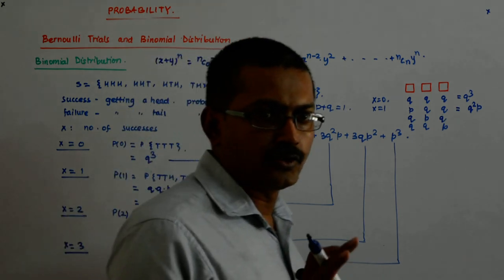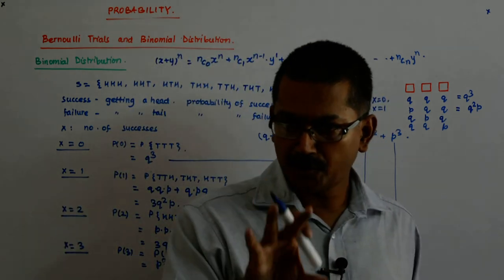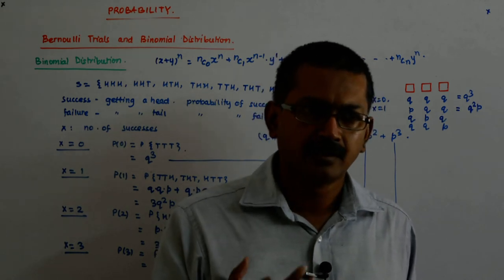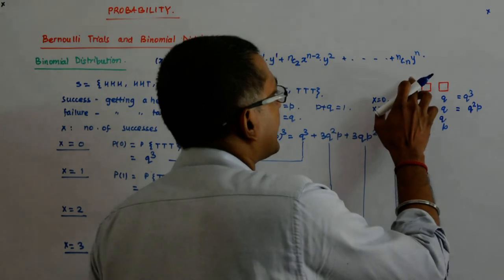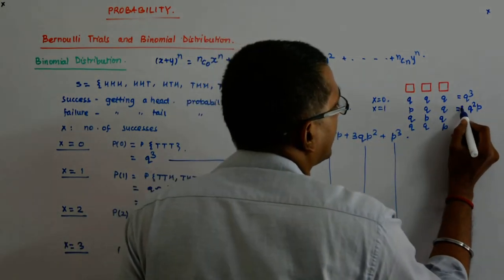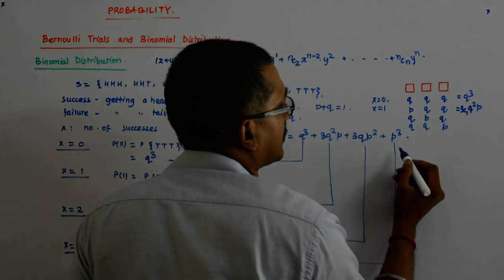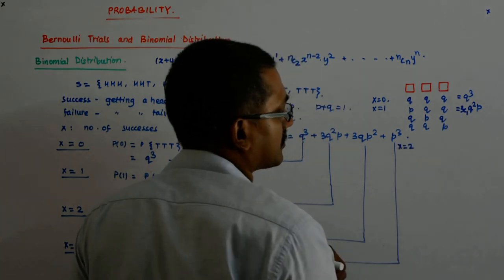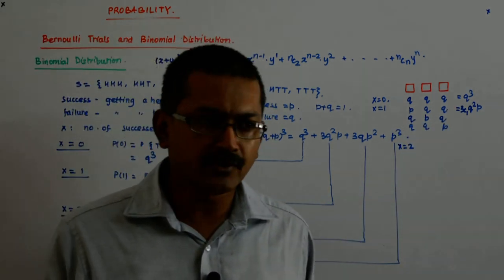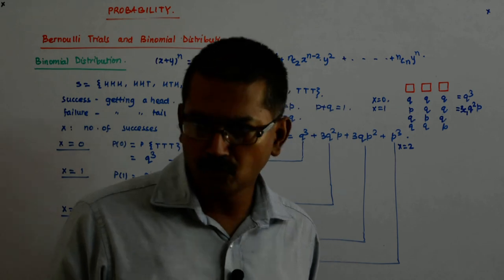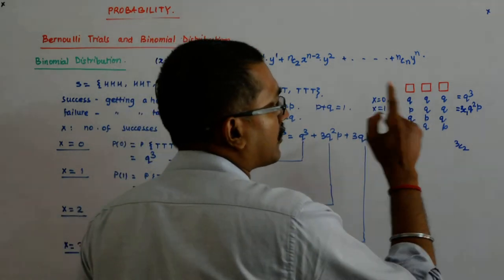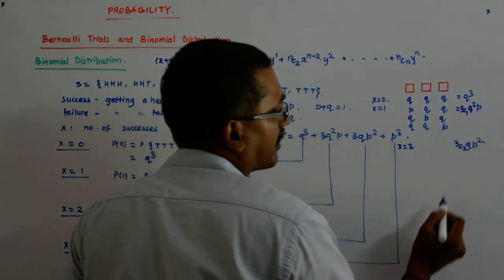So it says you just pick a box, put your P there, and that you can do in 3C1 ways. Multiply that by how many you wanted? PQQ, so Q square P. So it will be 3C1 Q square P. Now what about X equal to 2? You pick any 2, and that you can do in 3C2 ways. So 3C2 ways, and 2 successes and 1 failure will be Q P square.